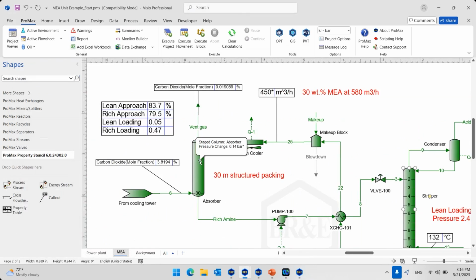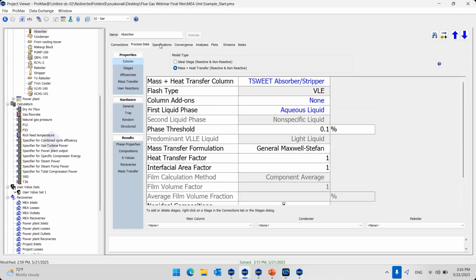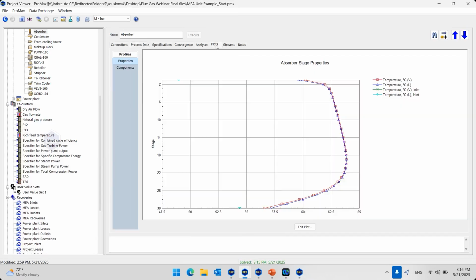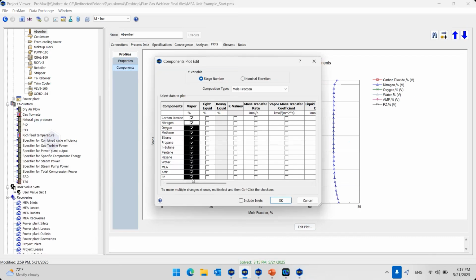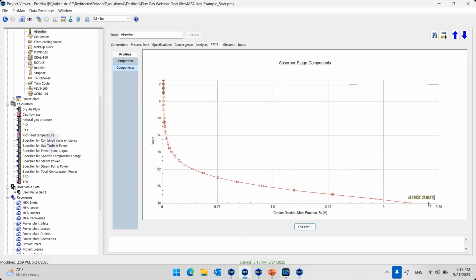Let's have a look at the absorber. If I go to plots, this is where I'm able to look at temperature plots, but also at component profiles. So let me just go and just look at CO2 profile. So you guys can see that the CO2 starting at those 4%, it goes rapidly down in the beginning. And here at the top, it doesn't really change much anymore. So it sort of tells me that the top portion of the column is actually not being used much. So I'm thinking maybe I could even do it with a smaller column.